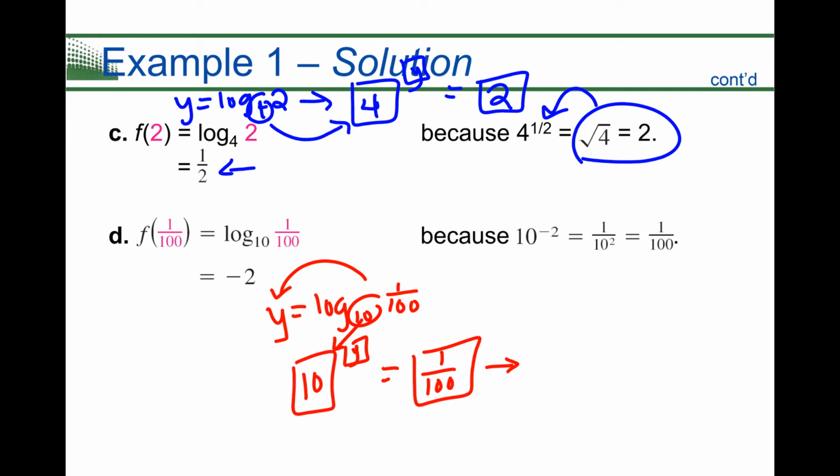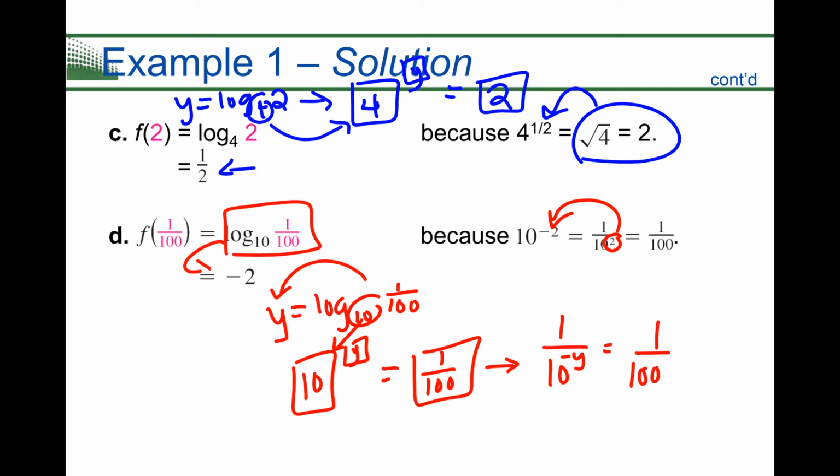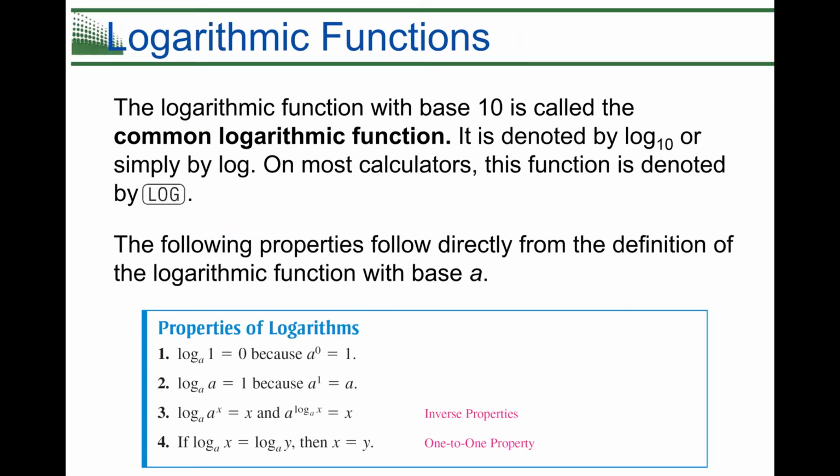Well, if I'm getting a smaller number, that means I really have 1 over 10 to a negative y equal to 1 over 100. And then what power of 10 would give me 100? That would be a square term. And so that means I'm going to need a square underneath here, therefore I'm working with negative 2. So what is this logarithm equal to? Negative 2.